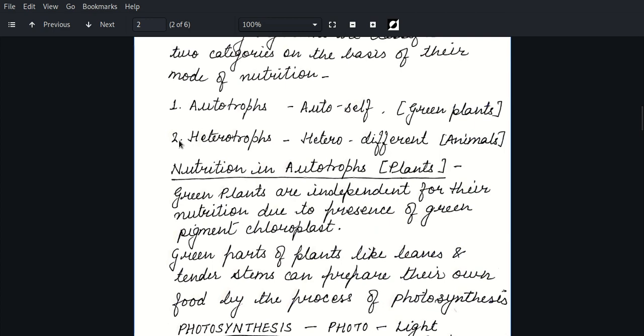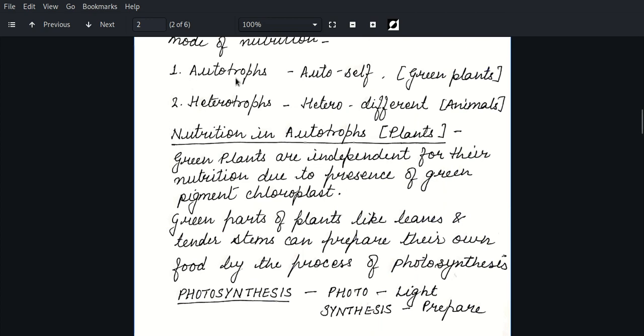Then second category is heterotrophs. Hetero means different. Trophs means organisms. Those organisms depend on different sources for their nutritional requirements. Heterotrophs are all animals, macroscopic to the large animals. All are heterotrophs.